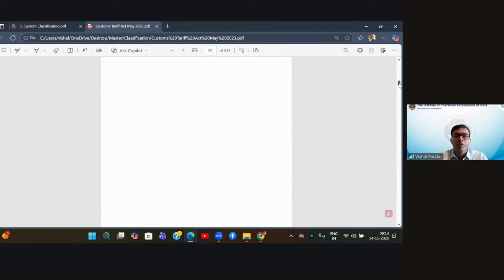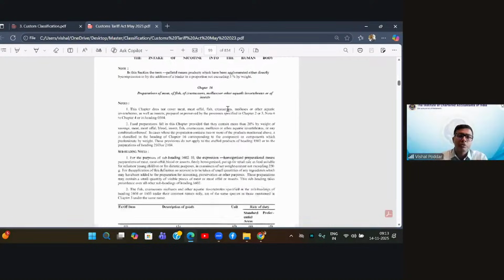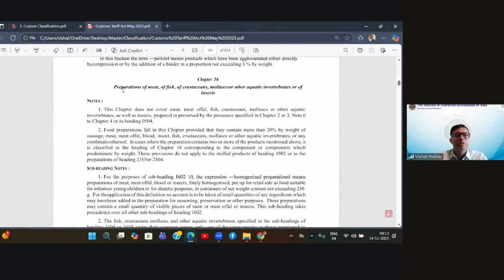these classification using the notes. Now see, for example, I come to chapter 16. What it says, preparations of meat. As I said, now as you move ahead with chapters, you will find products getting slightly processed. Now, preparation of meat.